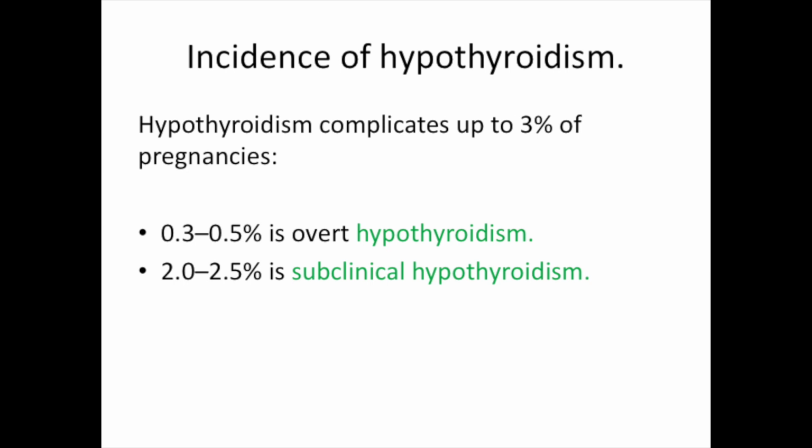How much is the prevalence of hypothyroidism? Frank is 0.3 to 0.5%. But subclinical hypothyroidism is commoner actually, 2 to 2.5%. Do we need to treat a patient with hypothyroidism in pregnancy? Yes. Do we need to treat subclinical hypothyroidism in pregnancy? Again, yes.